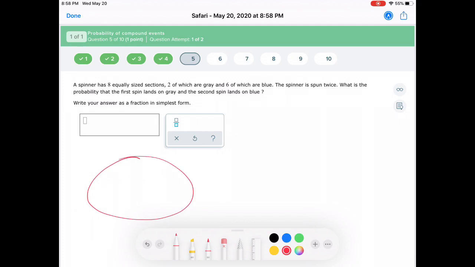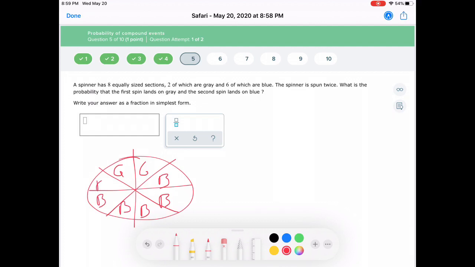So if I have a spinner, I've got 8 equal size sections, so kind of like a pizza, and we're just going to assume that they're all equal. And we have 2 gray, so I got a gray, and then I got 6 that are blue. 1, 2, 3, 4, 5, 6. So if you need a visual, there's kind of your visual.